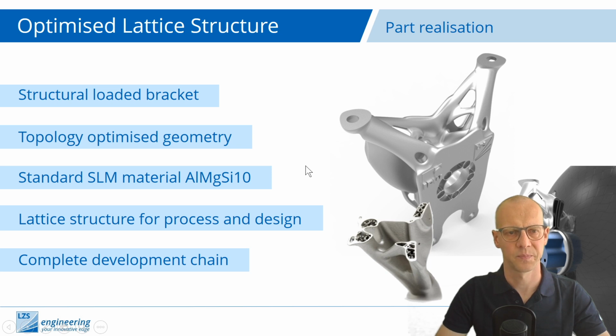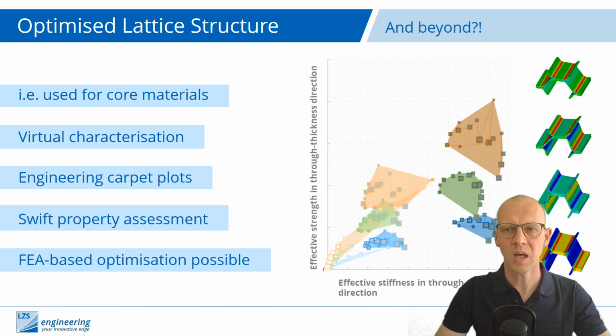Okay. Can this procedure be used somewhere beyond lattice structures? Of course. You can imagine that this process, coming from a parametric unit cell over validated and calibrated material behavior to an RVE, can be used for almost all applications where you have an inner detailed structure. One example I have prepared here is the optimization of honeycombs and sandwich materials.